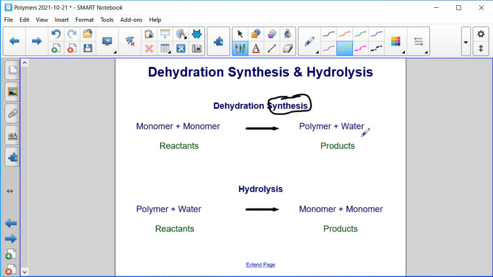Then the reverse process is hydrolysis, and remember, lysis is our key there. We're using water to lyse or break a polymer. So if we take a polymer and add water to it, we can break the polymer up into two monomers as our products.